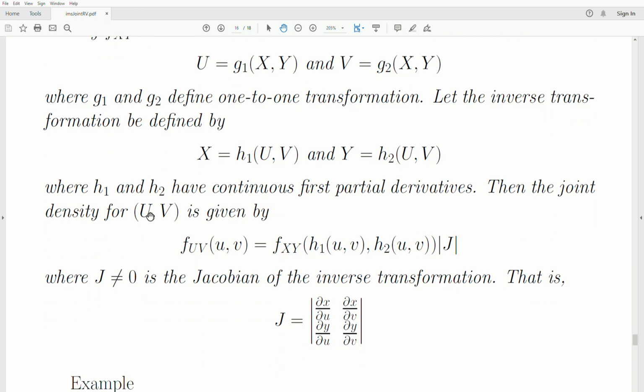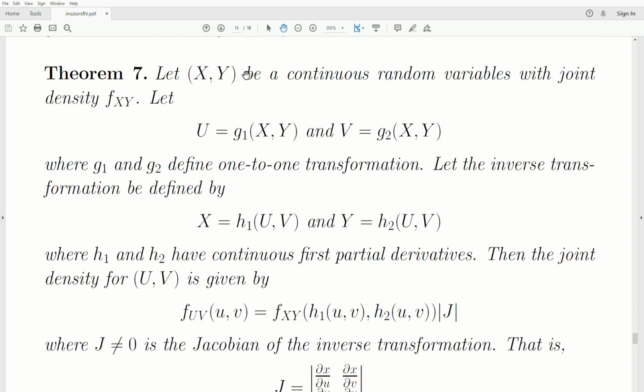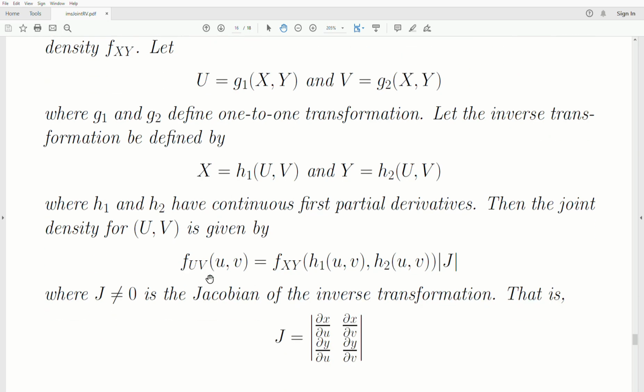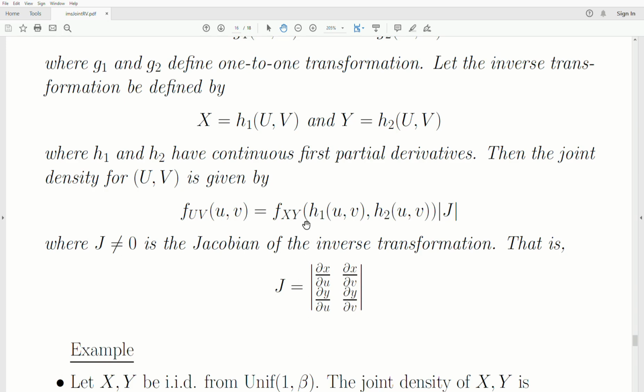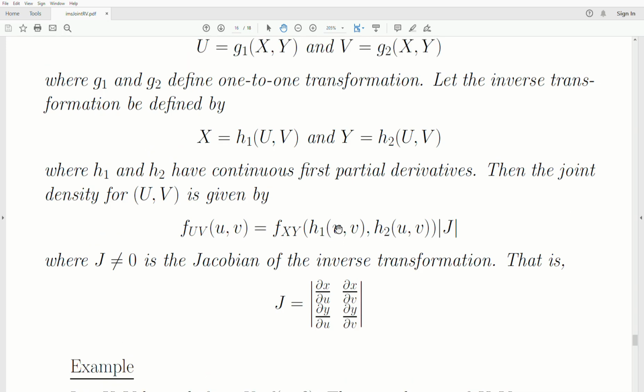Then the joint density for U and V, and that's what we want. So we know the joint density for X and Y. We're trying to find the joint density for U and V. And it's defined like this. f of u, v is f of x, y, so that's the known density before, but we plug in this back transformation. This is where we'd normally plug in x, but we're going to plug in this function of U and V, and then we're going to plug in this function of U and V for y.